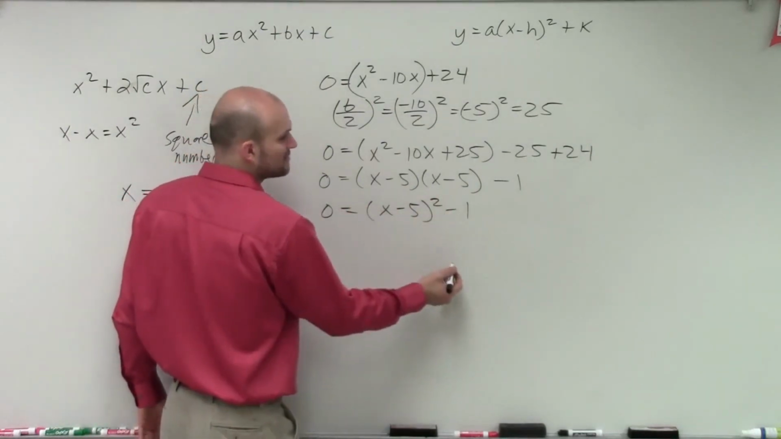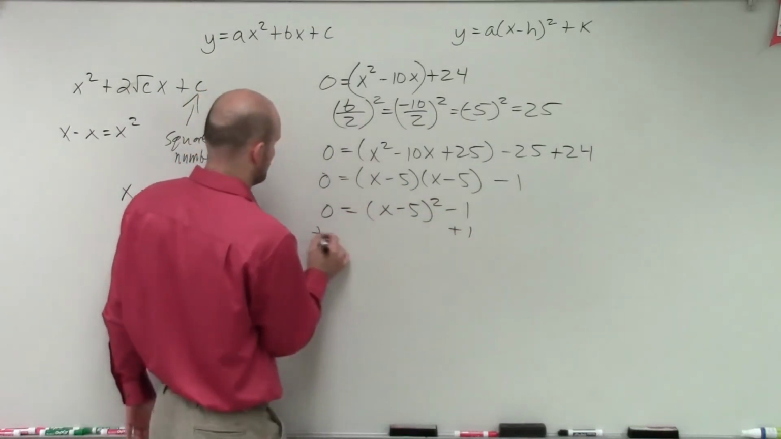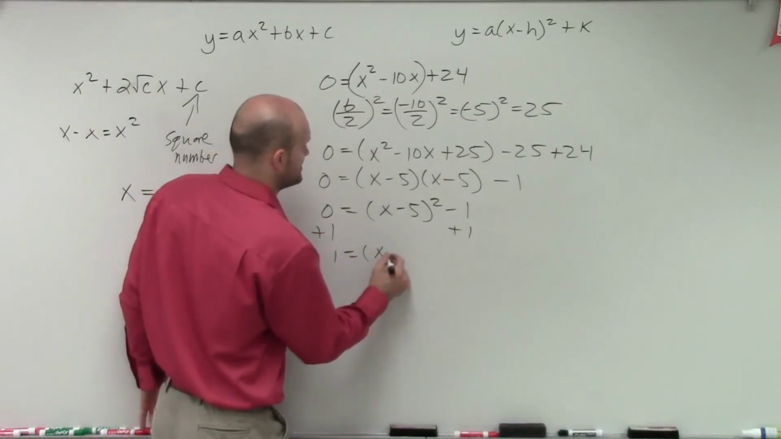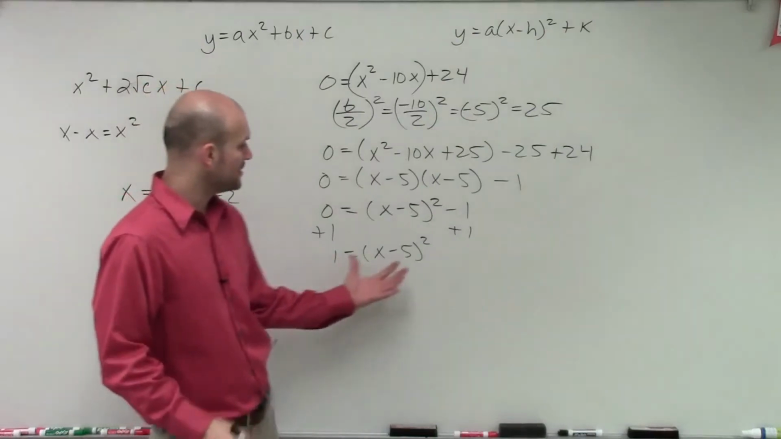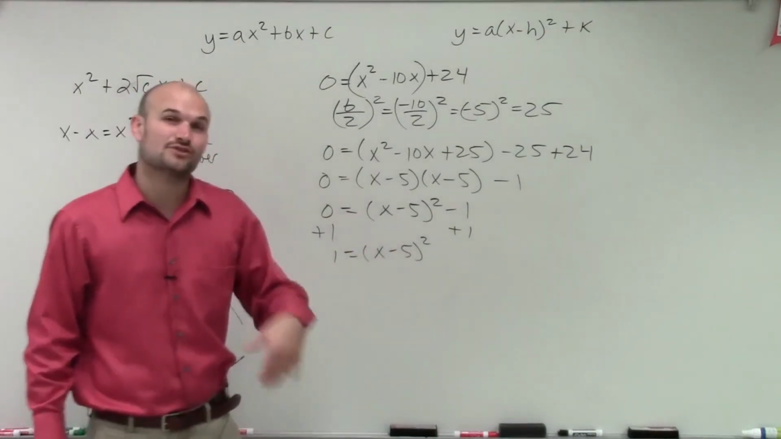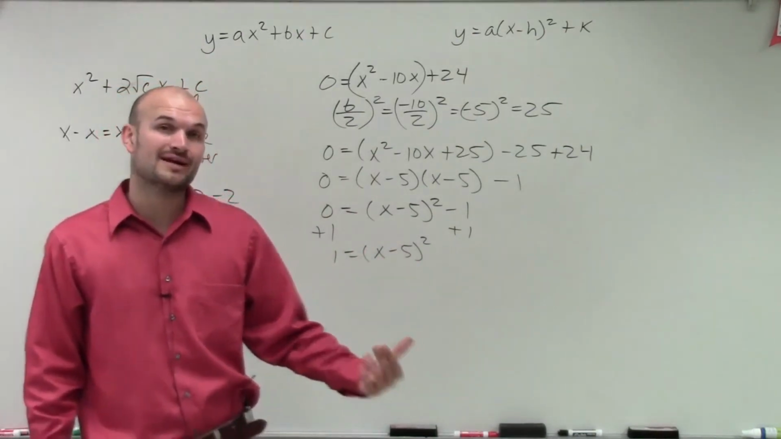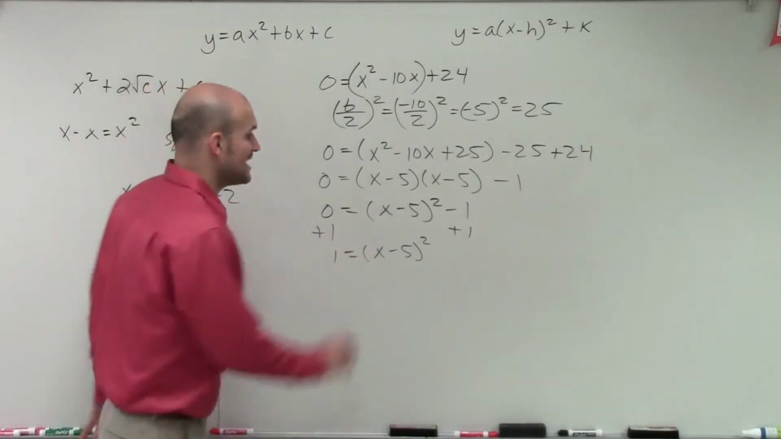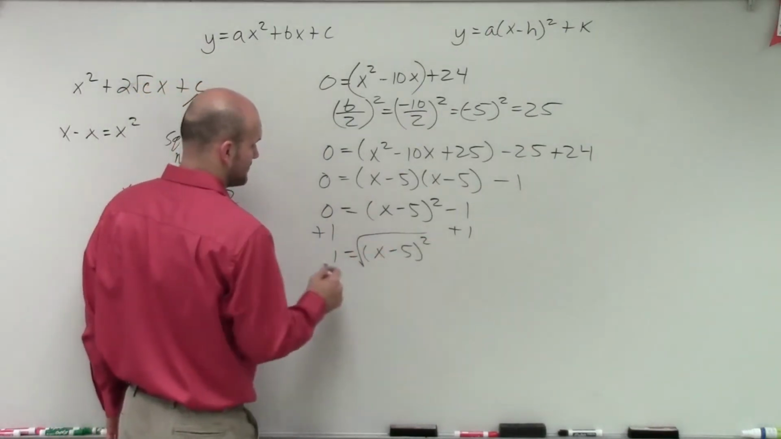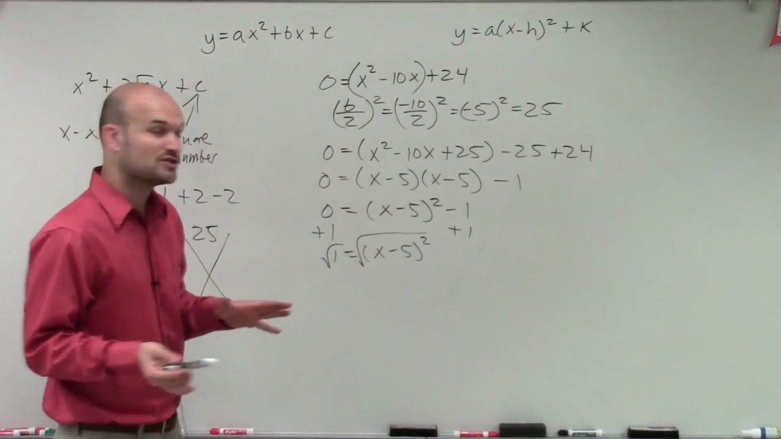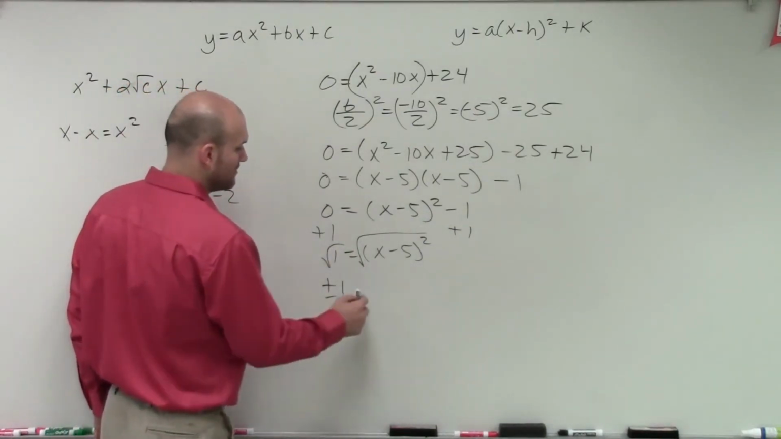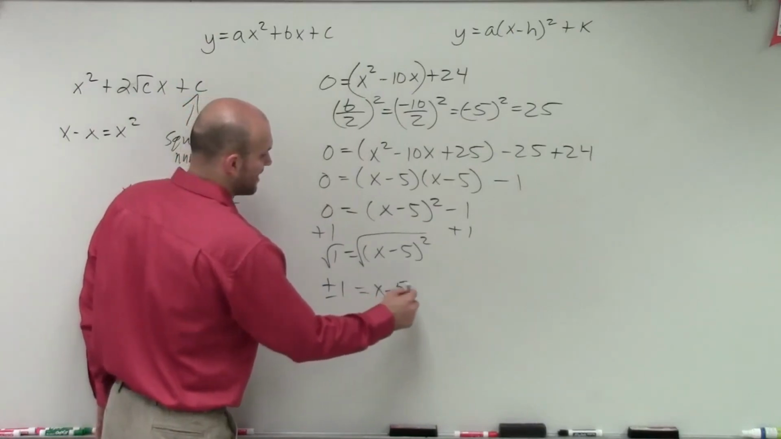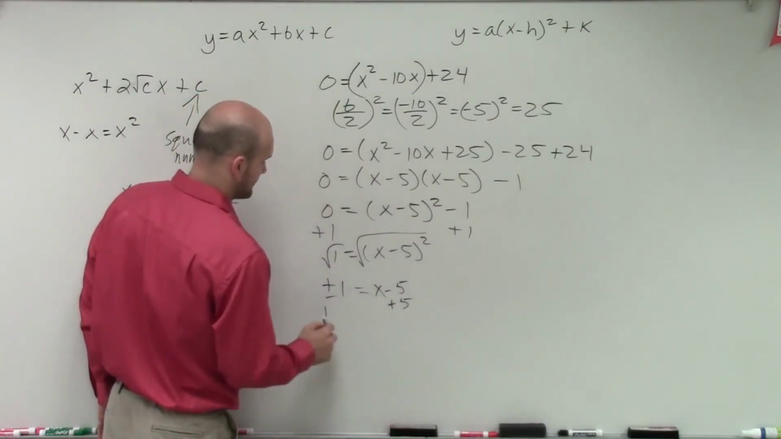So the inverse operation of subtracting 1 is going to be adding 1. Now, a lot of students get mixed up here because they want to add the 5 over there as well. But remember that 5 is inside parentheses. So by using my reverse order of operations, I need to undo the squaring first. Now remember, whenever you introduce the square root, we have to make sure we do plus or minus. The square root of 1 is just going to be 1, equals x minus 5. And then I add 5.